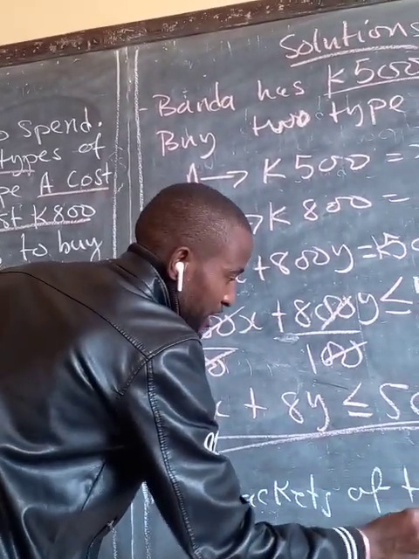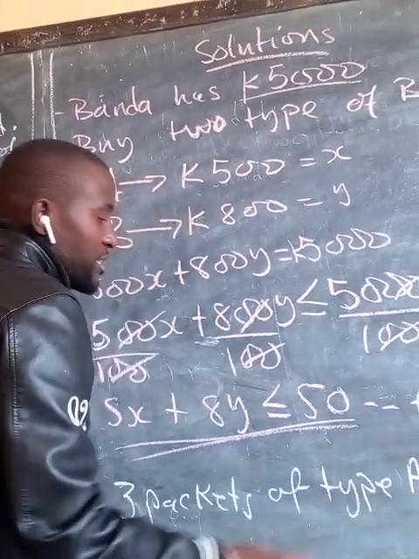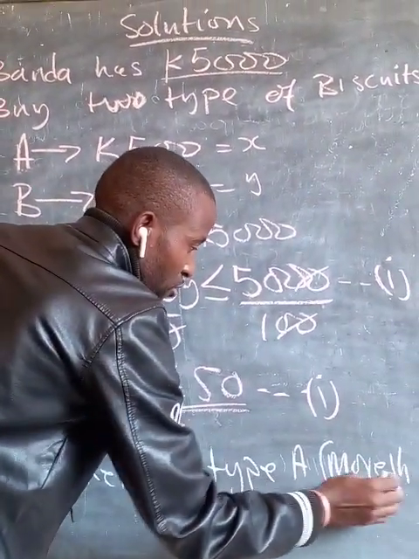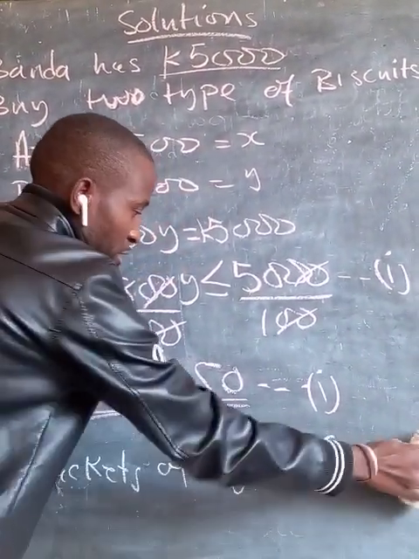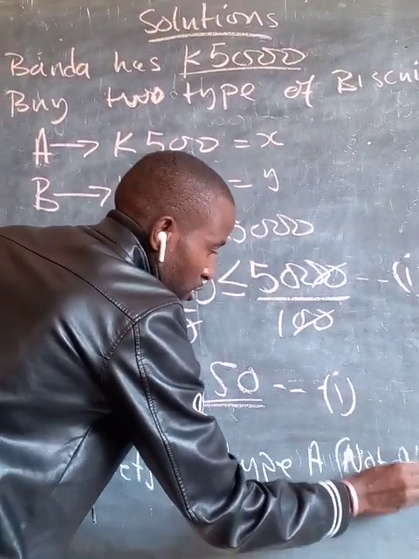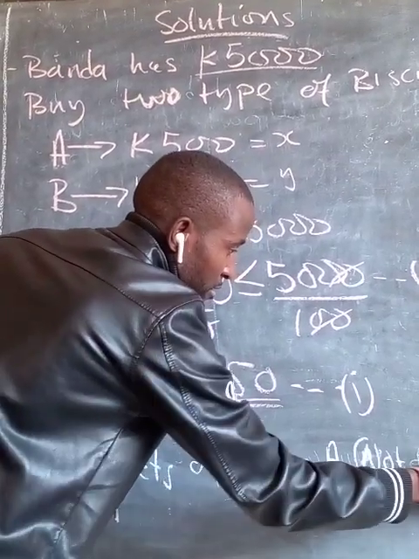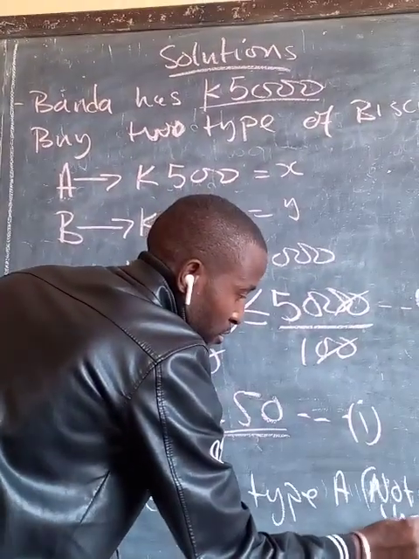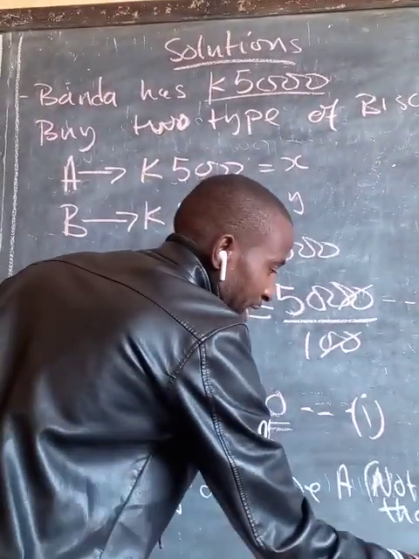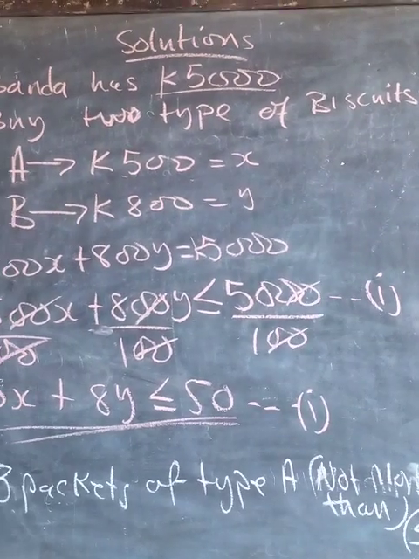Of type A. The word which they are using is not more than. And we know not more than is the symbol of less or equal to. That is the symbol of not more than.